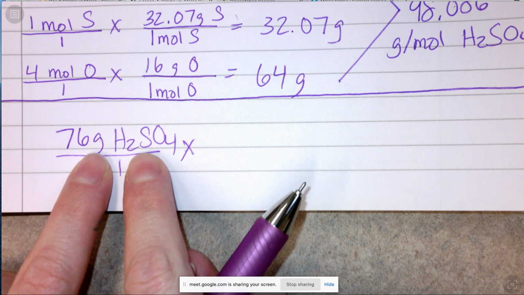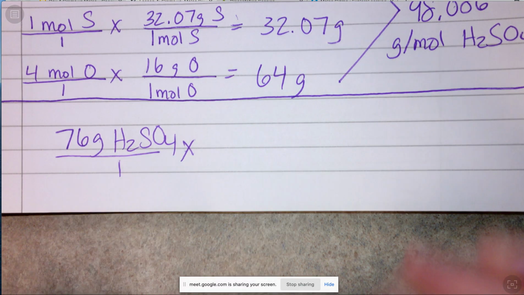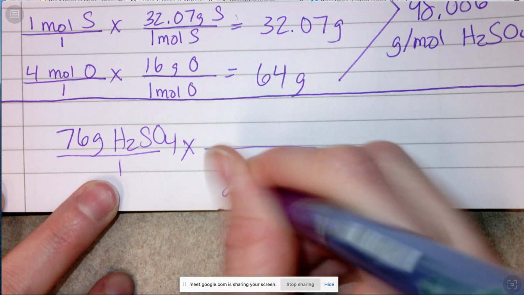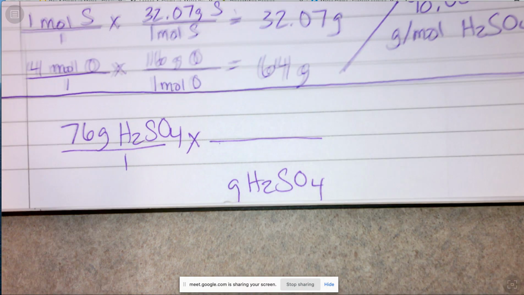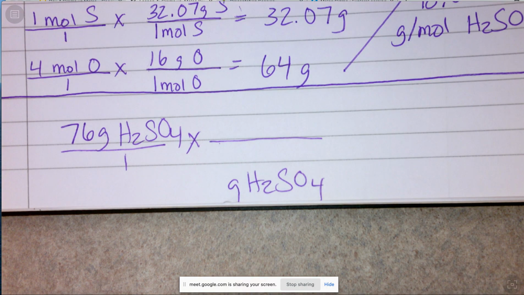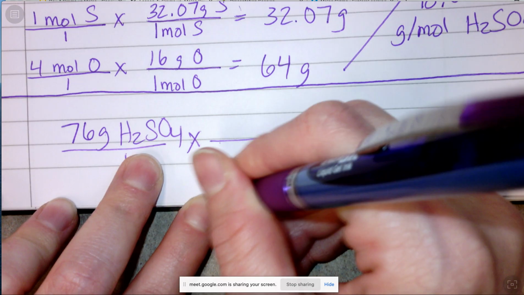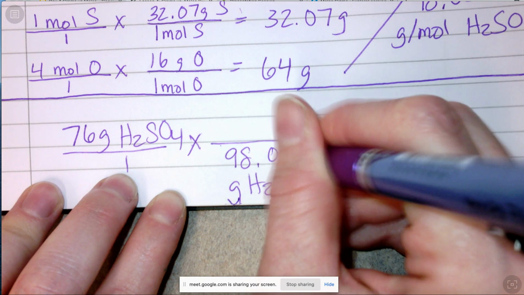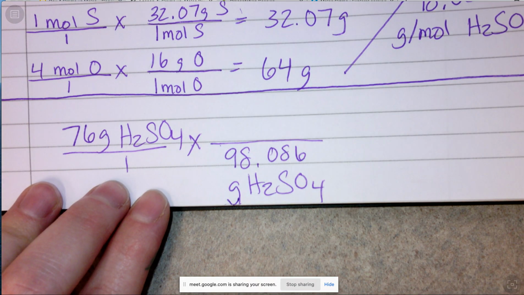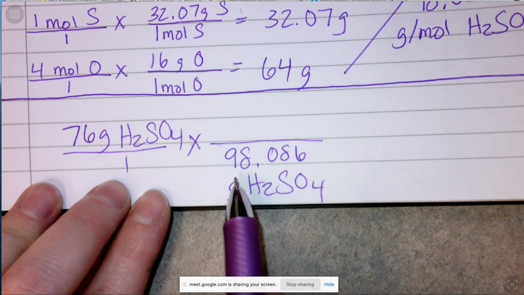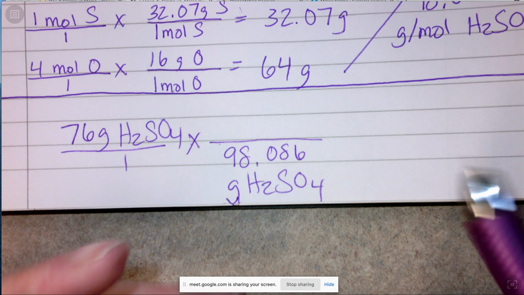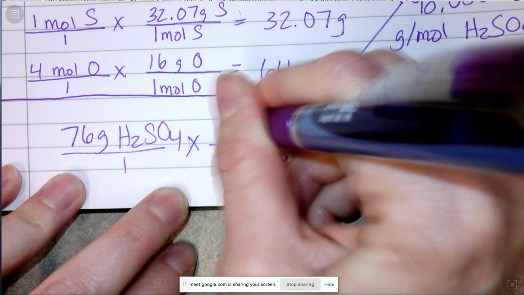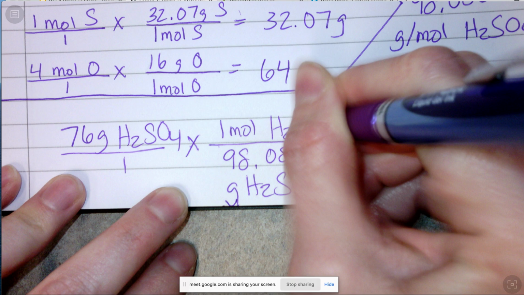Since gram of H2SO4 is in the numerator, I know that I'm going to put gram of H2SO4 in the denominator. And this is where I write my molar mass. So 98.086 is my molar mass. And because I just calculated it, I know that this value is equal to 1 mole of H2SO4.